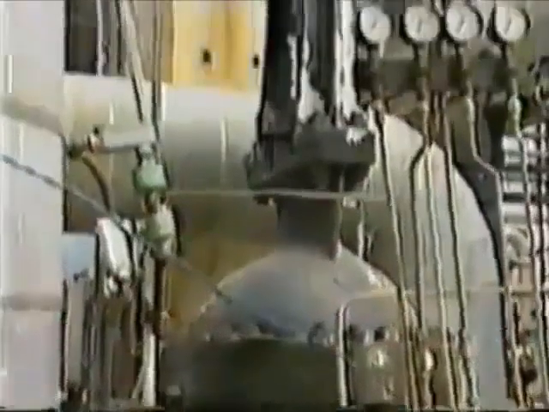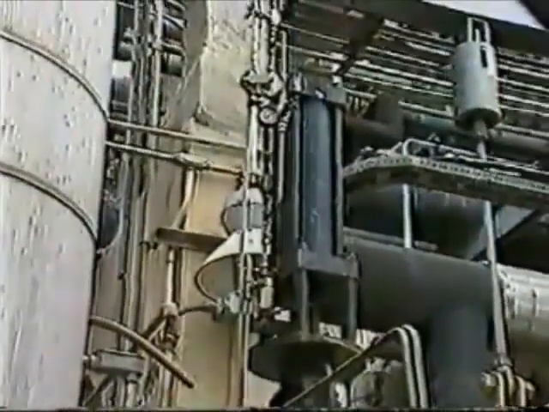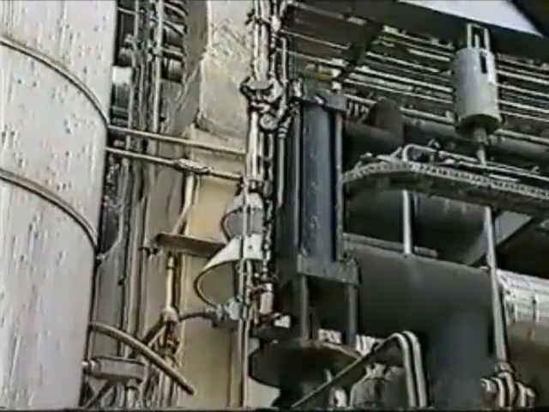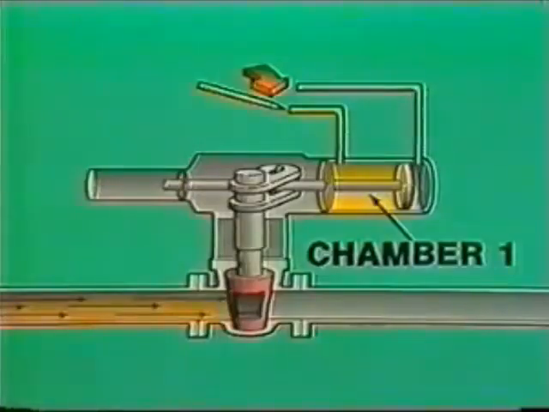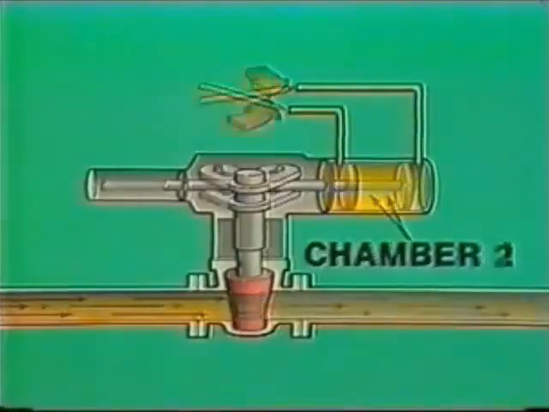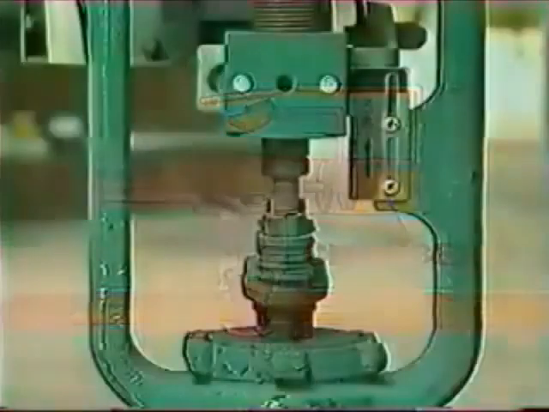This control valve is operated by a hydraulic actuator which contains two chambers that are separated by a piston. When more hydraulic fluid is directed into chamber 1, the piston is moved to the right and the valve closes. Directing hydraulic fluid into chamber 2 pushes the piston to the left and opens the valve. Hydraulic actuators can provide on-off or throttling service.